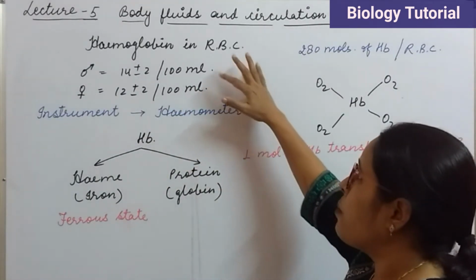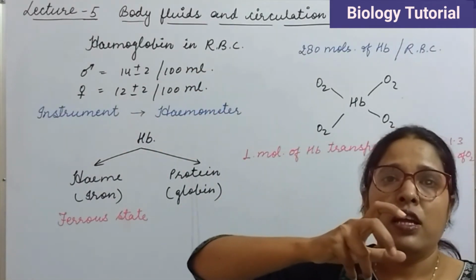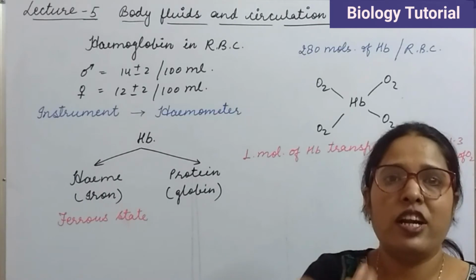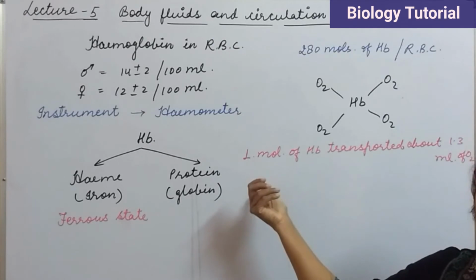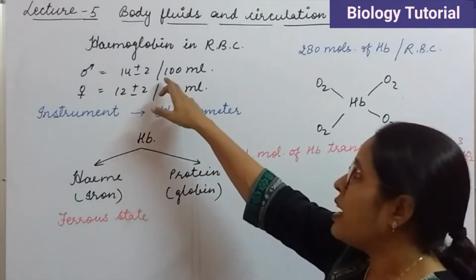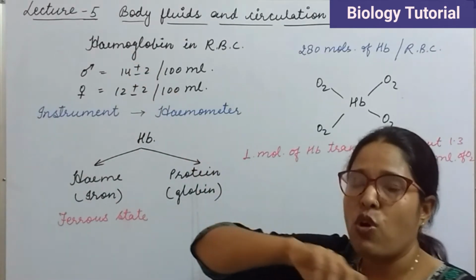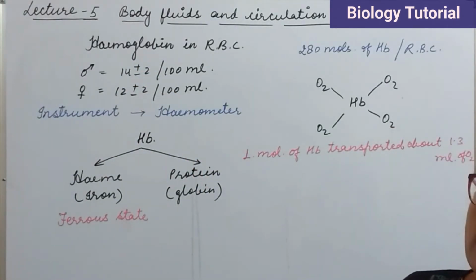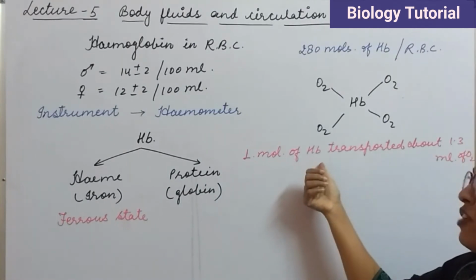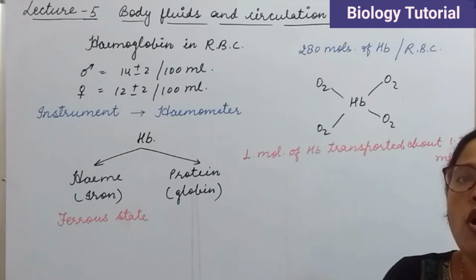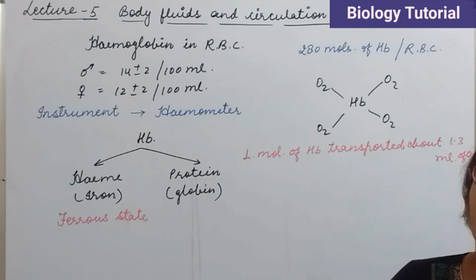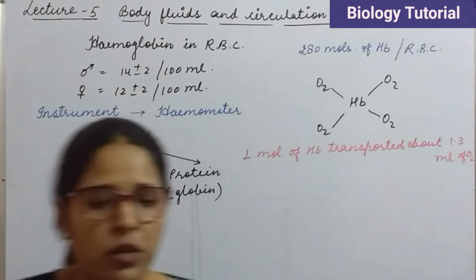So if we are talking about how much oxygen can be transported by 15 grams of hemoglobin, we know that in 100 ml of blood approximately 15 grams of hemoglobin is present in case of males. One unit of hemoglobin transports 1.3 ml of oxygen. Then 15 units of hemoglobin can transport how much oxygen? That is 15 into 1.3. Clear? So this is the amount.